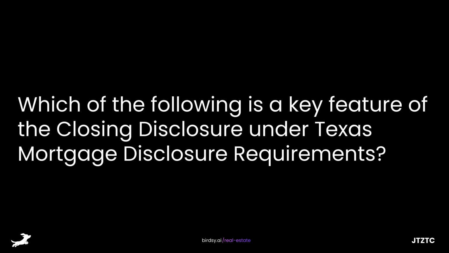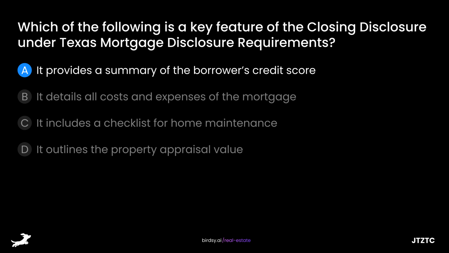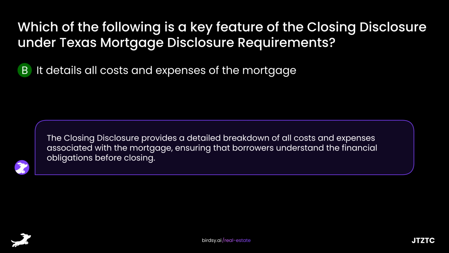Which of the following is a key feature of the closing disclosure under Texas mortgage disclosure requirements? Is it A, it provides a summary of the borrower's credit score, B, it details all costs and expenses of the mortgage, C, it includes a checklist for home maintenance, or D, it outlines the property appraisal value? The answer is B, it details all costs and expenses of the mortgage. The closing disclosure provides a detailed breakdown of all costs and expenses associated with the mortgage, ensuring that borrowers understand the financial obligations before closing.